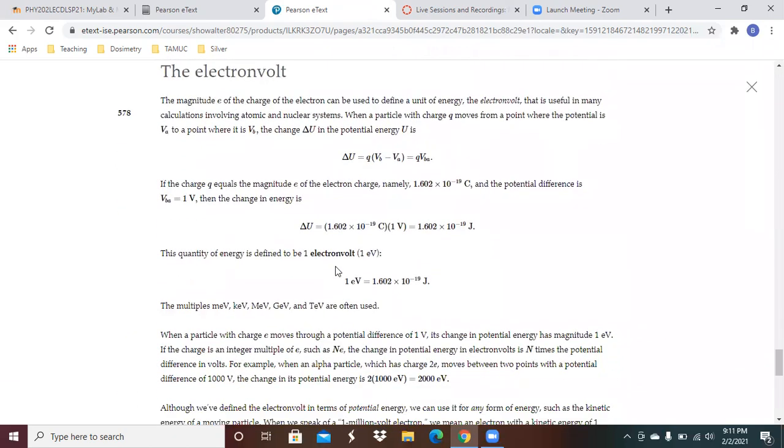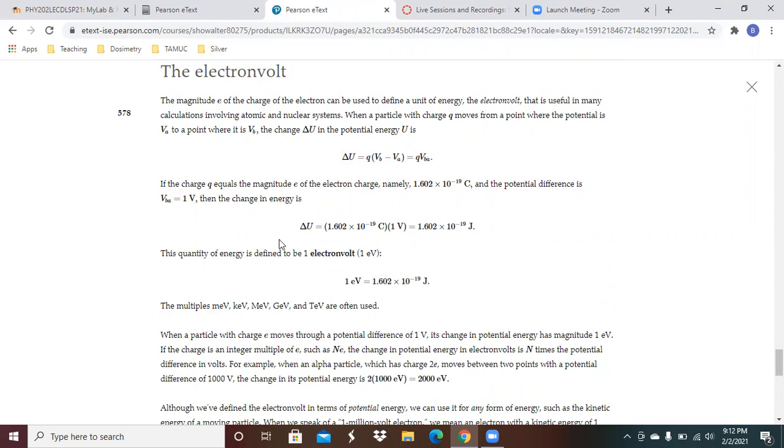The electron volt. The magnitude E of the charge of the electron can be used to define a unit of energy, the electron volt. It's pretty useful when you're looking at atomic and nuclear systems to quote things in electron volts. So when a particle with charge Q moves from a point where the potential is V sub A to a point where it is V sub B, the change delta U in the potential energy is equal to Q times the difference in voltages, which is equal to this.